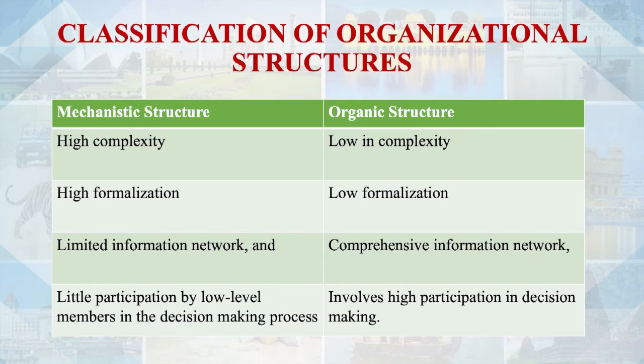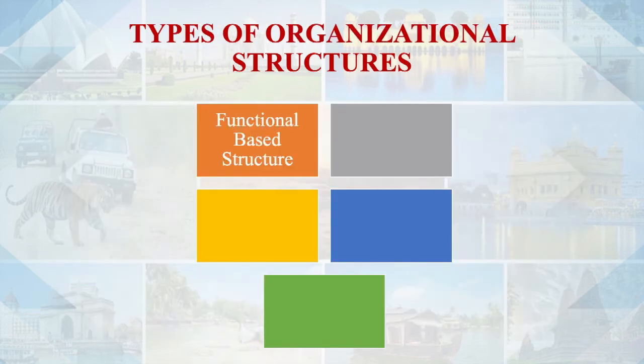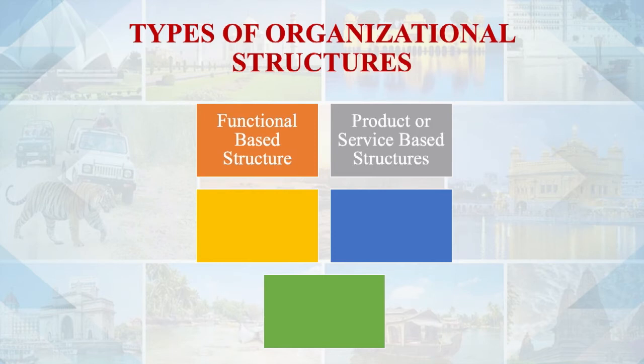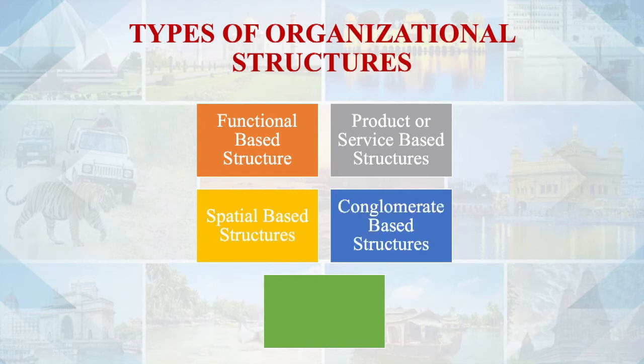So based on this, there are various types of organizational structure that you can think of. Number one, what we call the functional based structure. The second possibility is you can have a product or service based structure. The third possibility is what we call the spatial based structure. For a large organization, we can have a conglomerate based structure. And finally, another popular form of structure which exists is what we call the matrix structure.